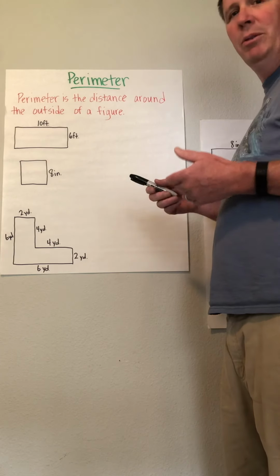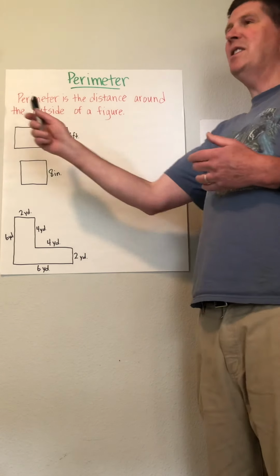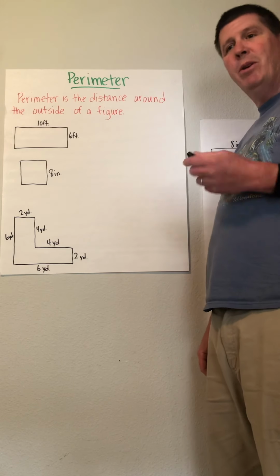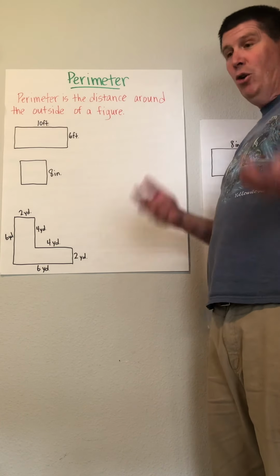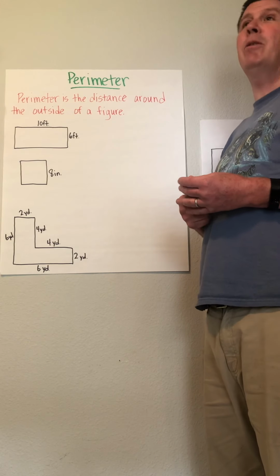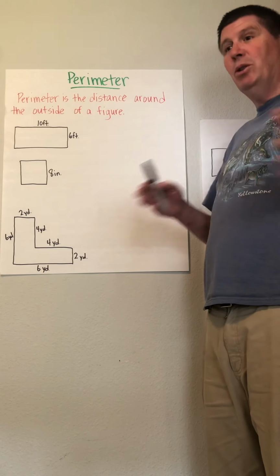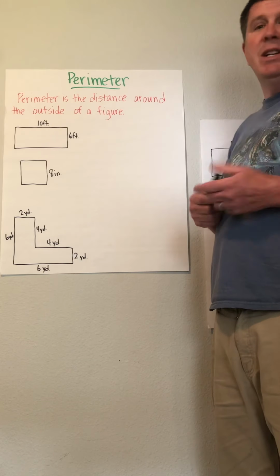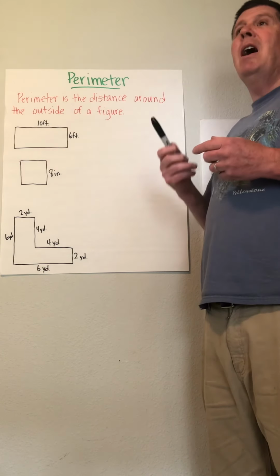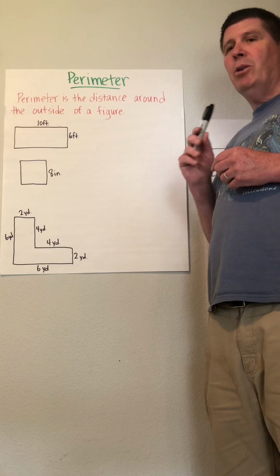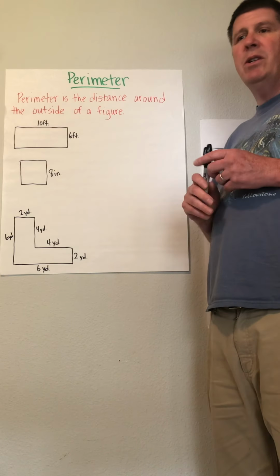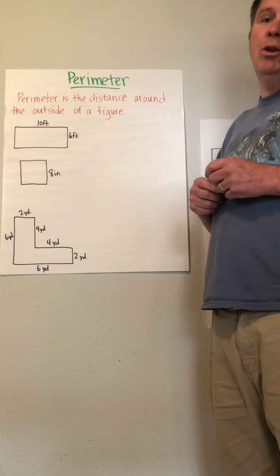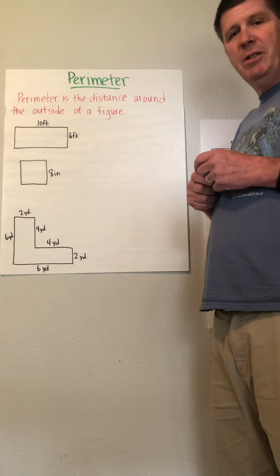So for example, I could measure the distance around this room and figure out what the perimeter is. If Toby, the dog, was driving me crazy and I wanted to build an area for him to run around in, I would need to buy some fence. I would measure the perimeter or the area around the place I want to put him, and then I could go to Home Depot and buy some fence.